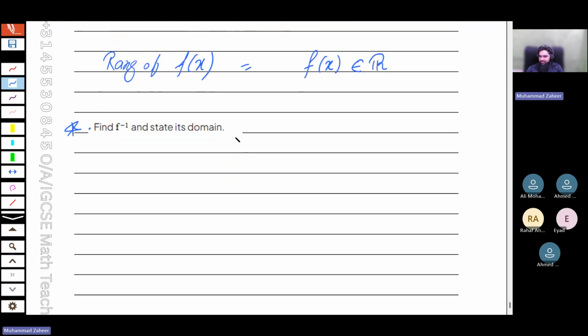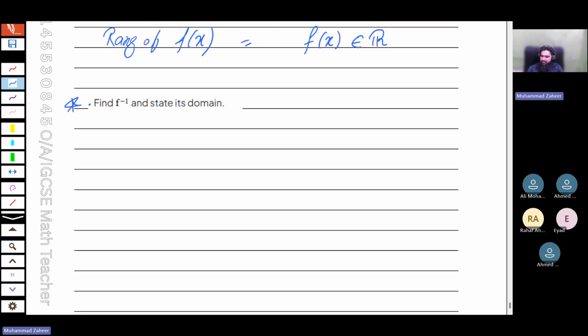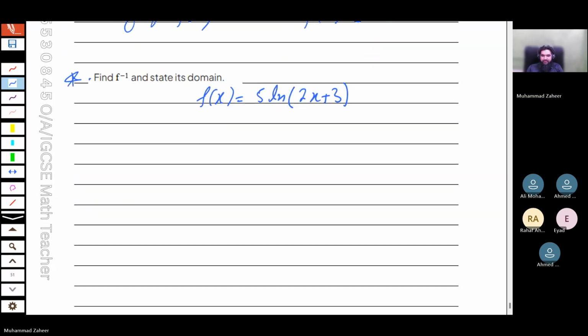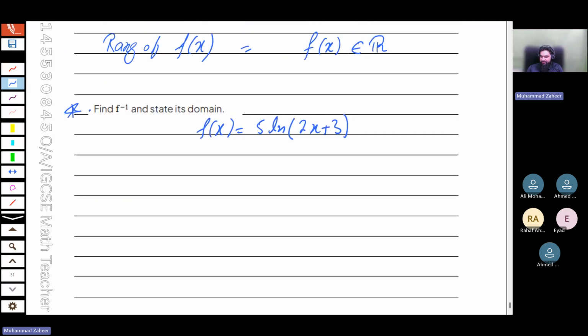All right. Now we are talking about the inverse of this function. Okay, what is the function? The function we have is f of x equal to 5 natural log of 2x plus 3. Yes, Ahmed Hamza, what would be the first step for the inverse? The first step is convert f of x to y. Yes, so let y be equal to f of x. We will get y is equal to 5 natural log of 2x plus 3.